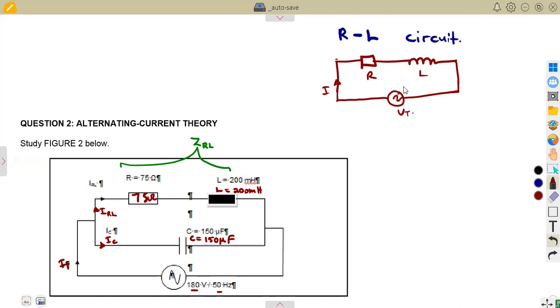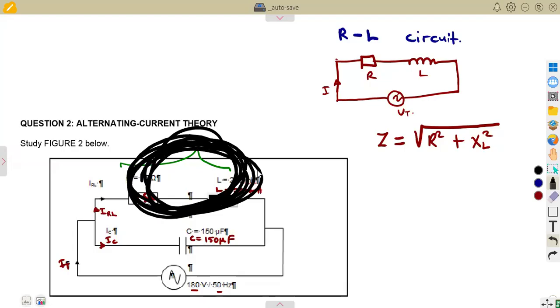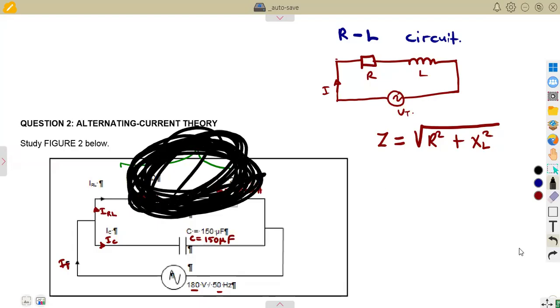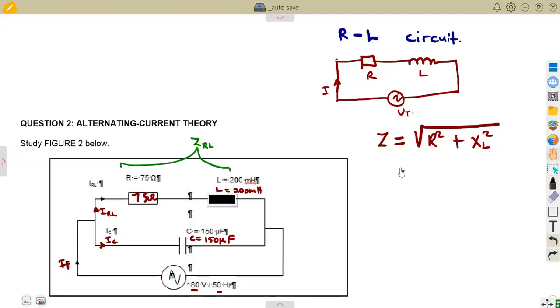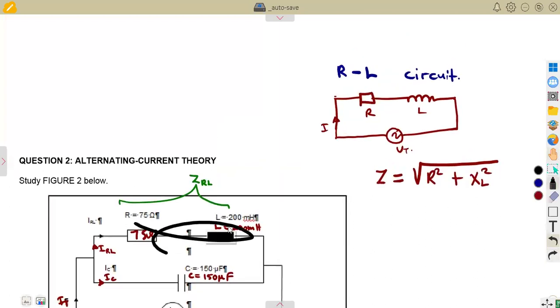With this, you were calculating the total impedance as Z. You're just calculating Z as usual. The total impedance Z, using the phasor sum, is the square root of R squared plus XL squared. This is how you're calculating. It's the same manner, but now you're considering it as ZRL, a single part taken as a coil. But it's the same, it's in series. The resistor and the inductor are in series.